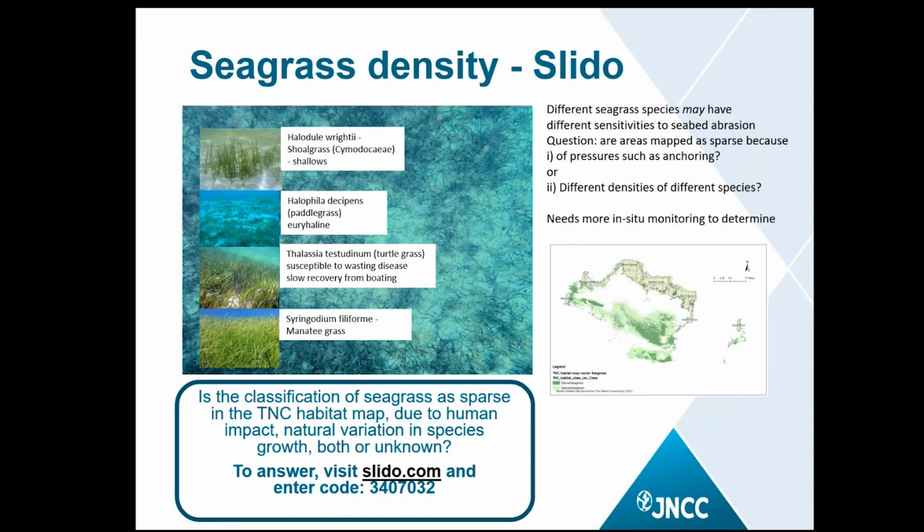So at the moment, poll-wise, we're getting votes for more monitoring being needed to check if the map is accurate, and also a couple of votes for the sparse and dense being human impact and natural variation. I think, on the small sample size of this workshop, it would be unclear whether the sparse or dense is due to human impact. So that will go into the thinking about how that impacts the indicator.